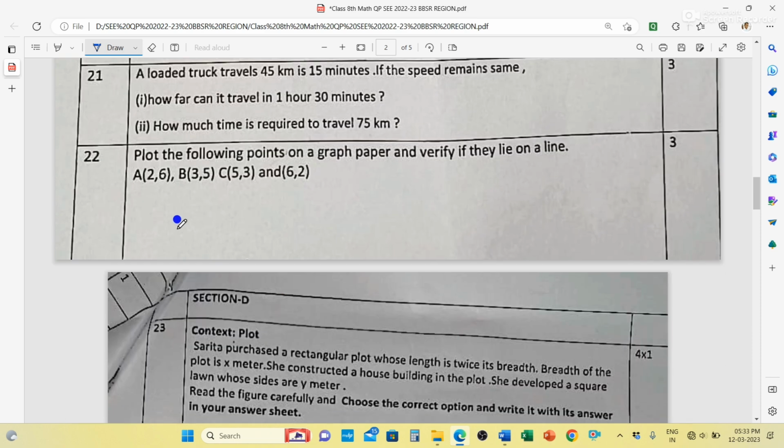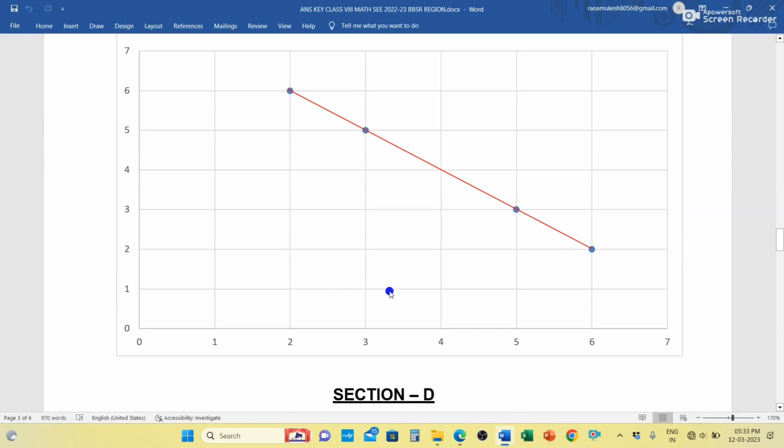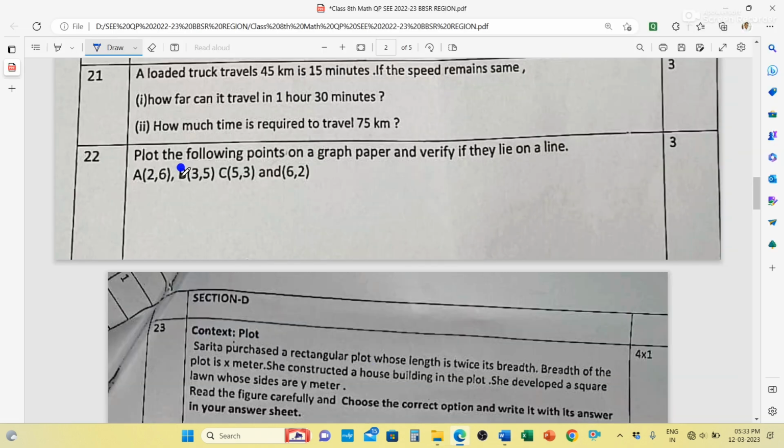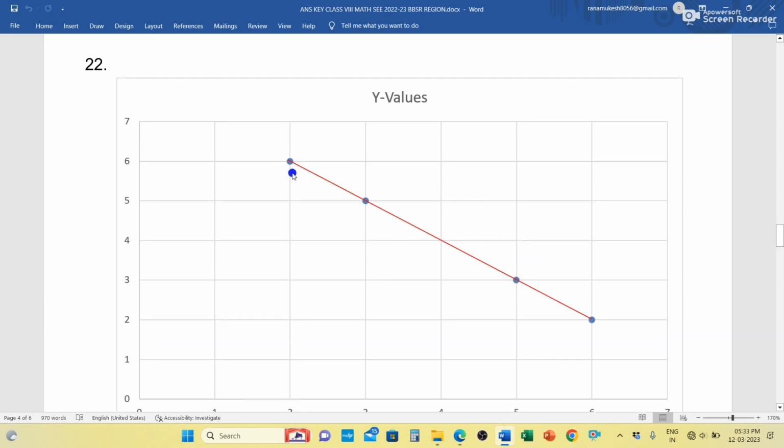Now plot the following points on a graph paper and verify if they lie on a line. So you can plot. First point is (2, 6). (2, 6) means on the x-axis it will be 2, and on the y-axis it will be 6. So here will be the first point, (2, 6).